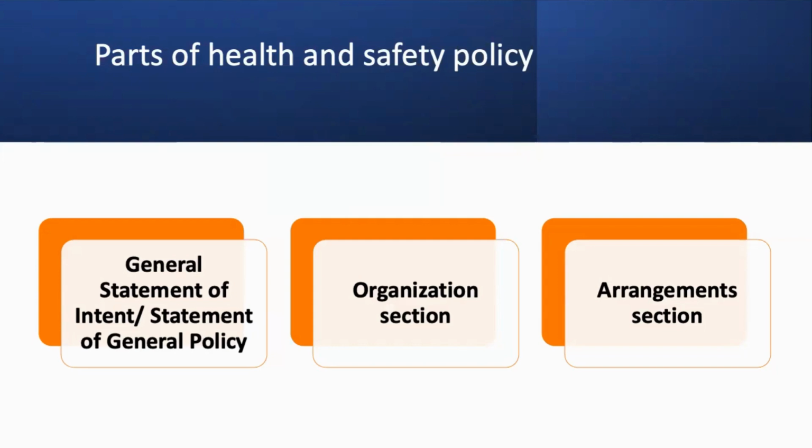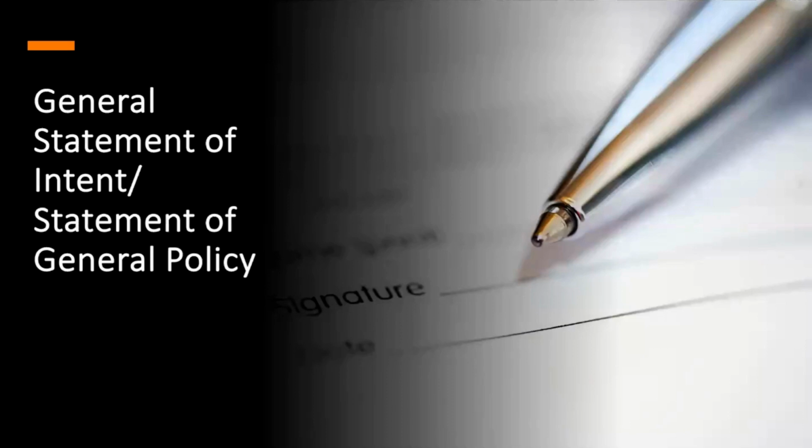So let's talk about the first part of the health and safety policy, that is the general statement of intent or statement of general policy. So gentlemen, basically this section outlines the organization's philosophy in relation to the management of health and safety.